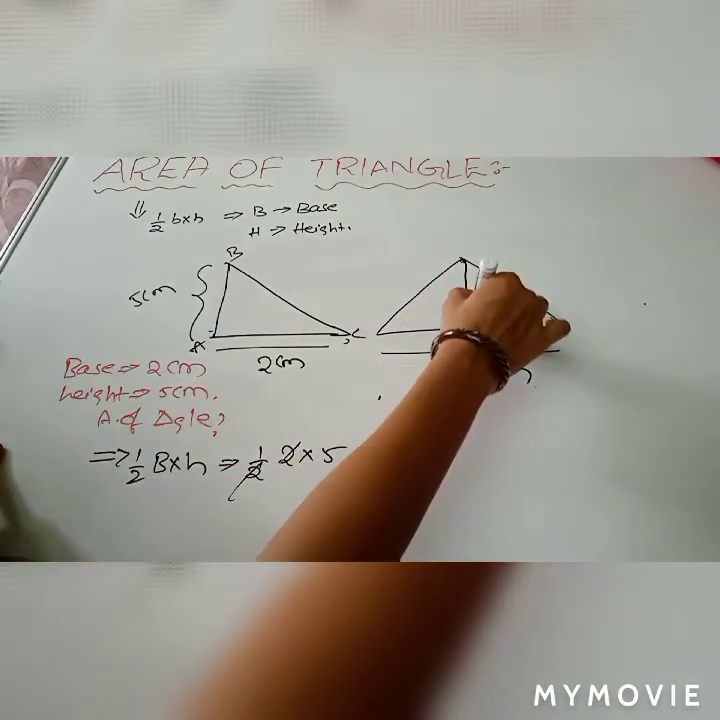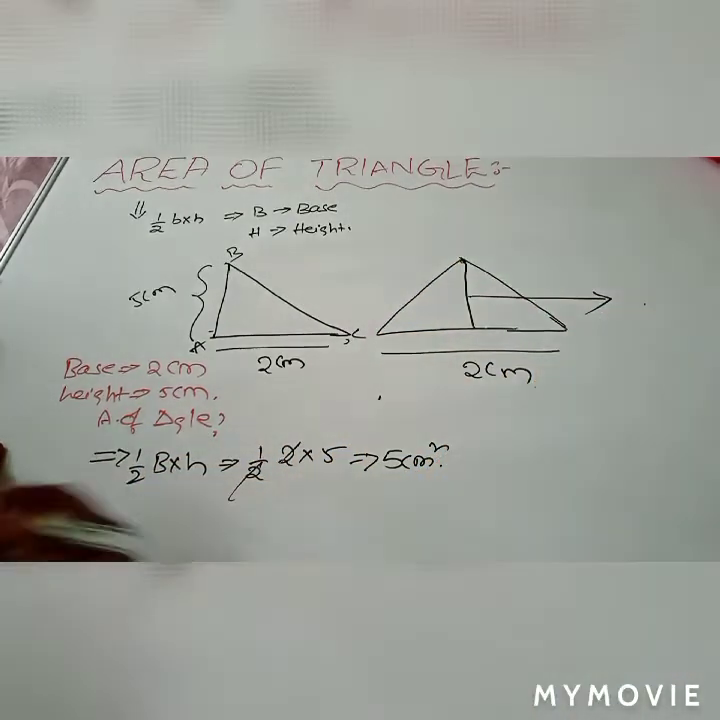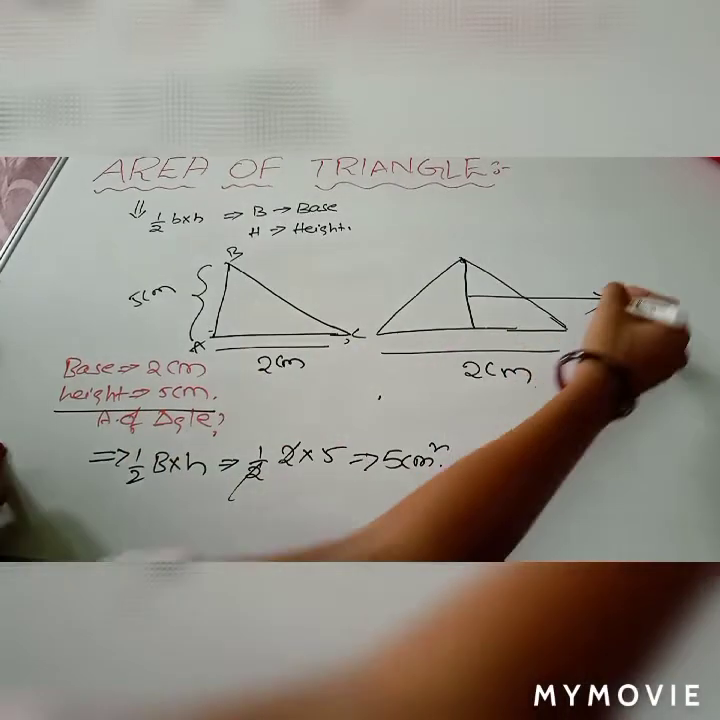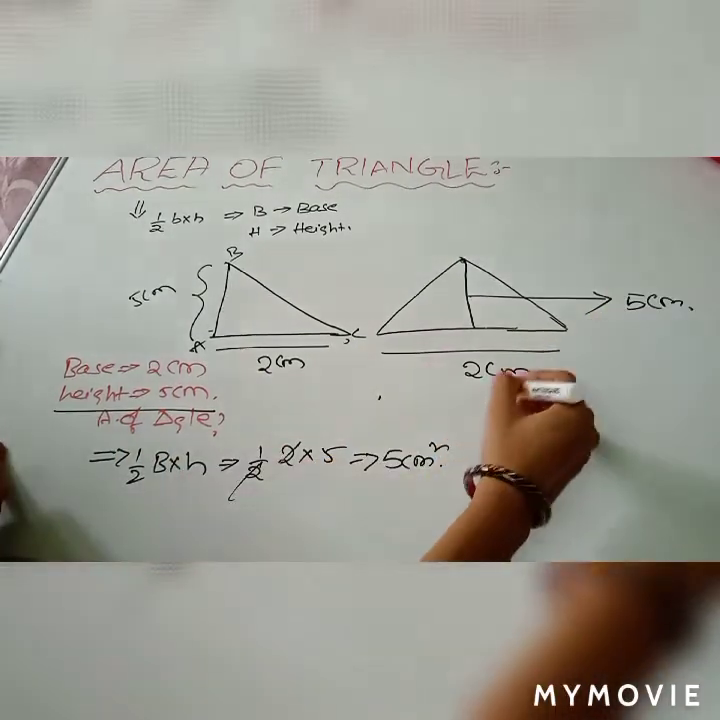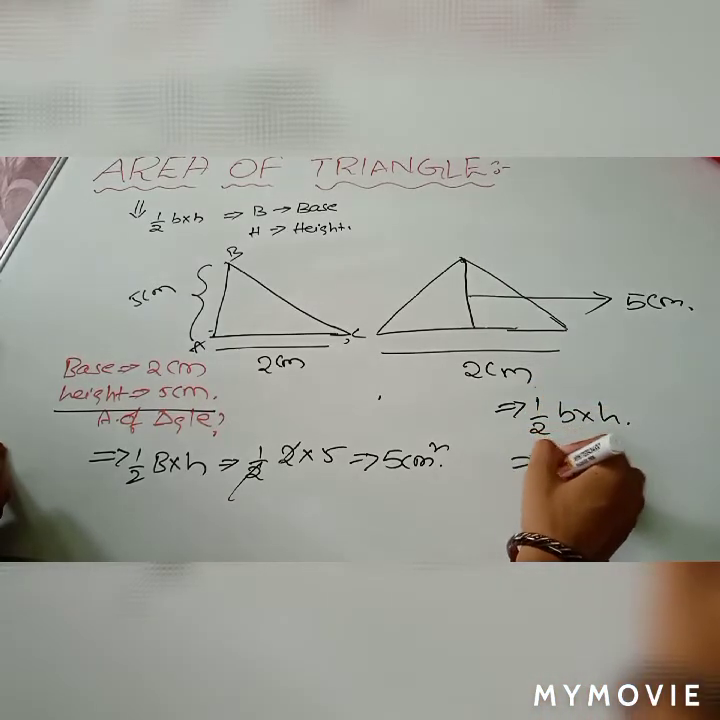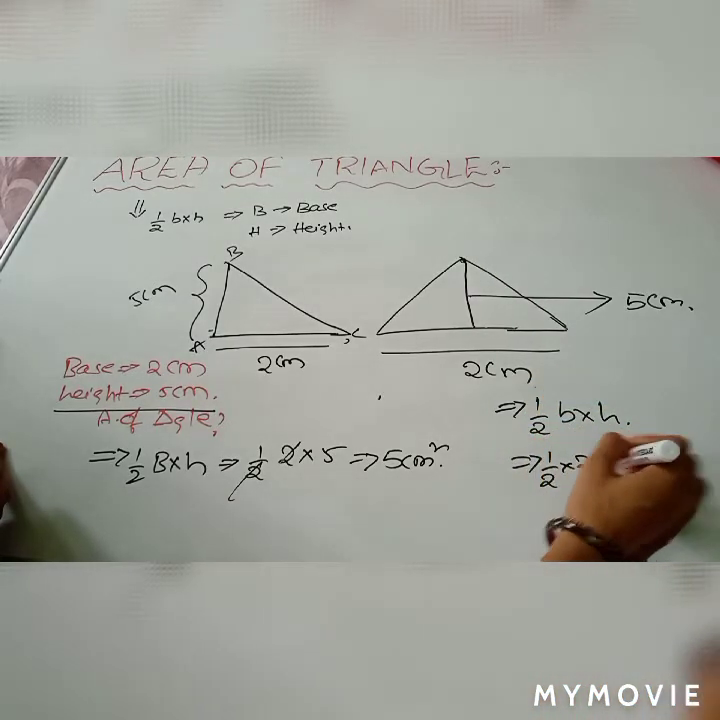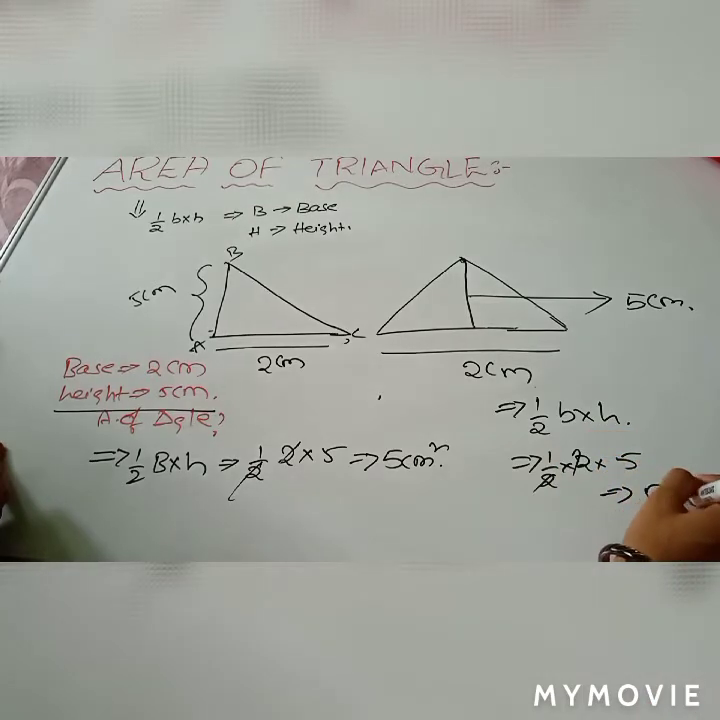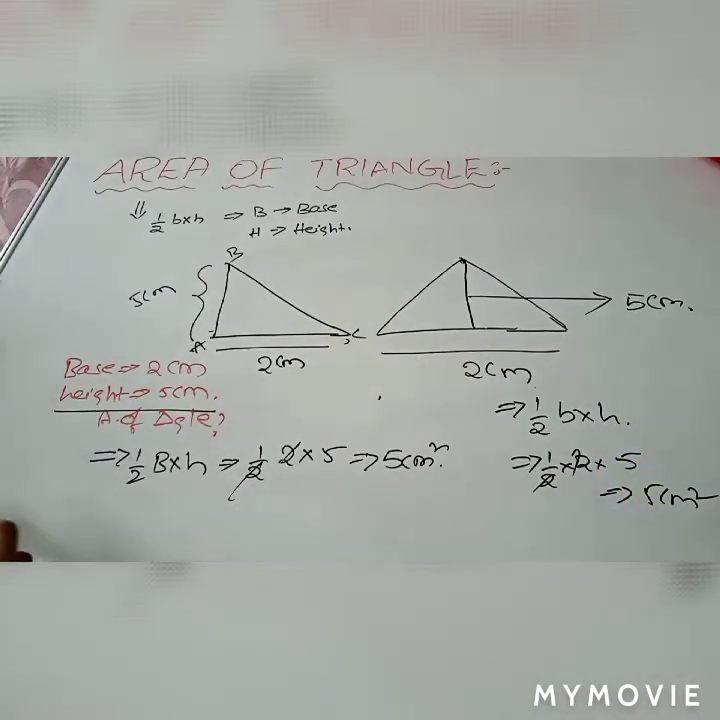From this we can draw a line that is perpendicular to the base. This is known as the height, and in the question the height is 5 centimeters. So the area of a triangle is half into base into height. Now, half into what's the base here? 2. And what's the height? 5. The 2 gets cancelled, so the answer is 5 square centimeters.